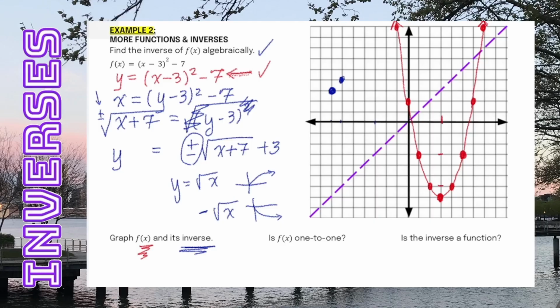So up 1 over 1, up 1 over 3, up 1 over 5, up 1 over 7. So here is the positive square root function. And now the negative: down 1 over 1, down 1 over 3, down 1 over 5, down 1 over 7. So here's the other function, two separate functions.